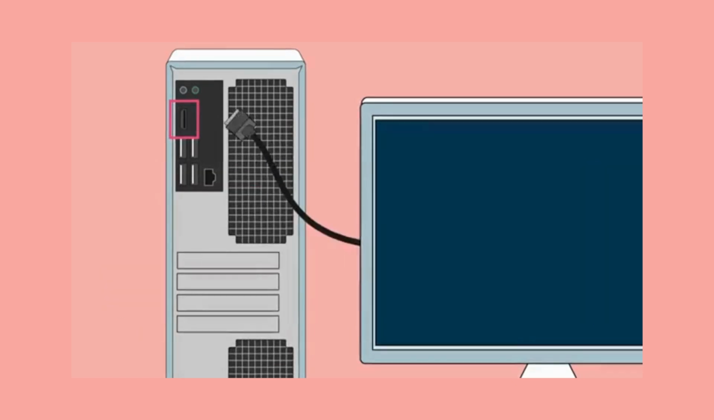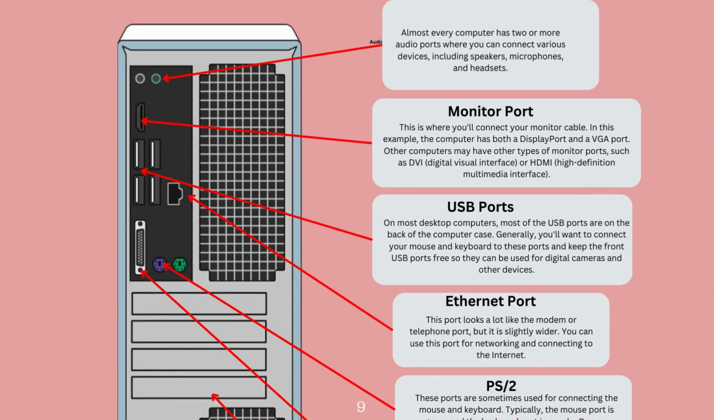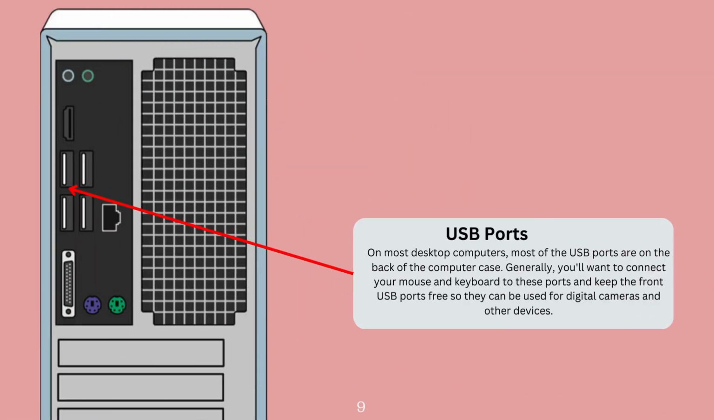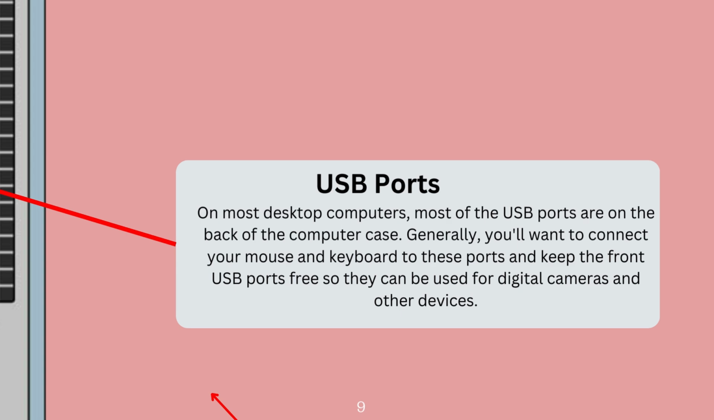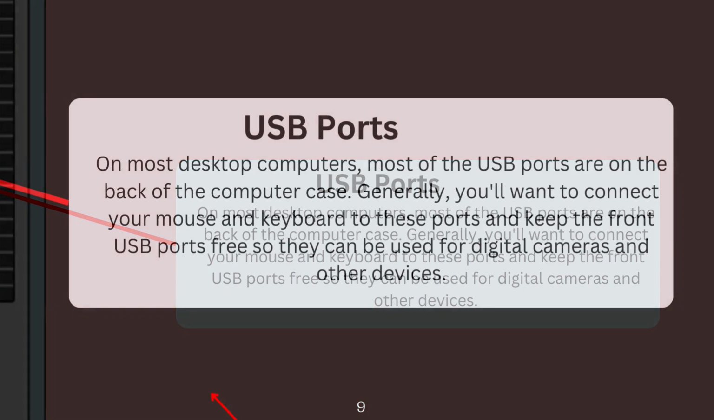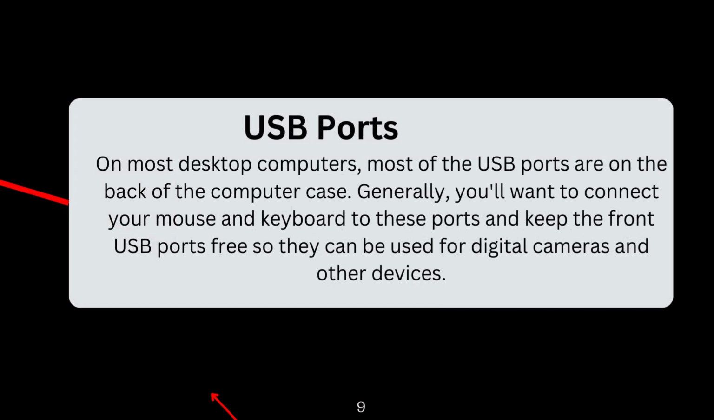On the diagram, you see the USB ports. On most desktop computers, most of the USB ports are on the back of the computer case. Generally, you will want to connect your mouse and keyboard to these ports and keep the front USB free so they can be used for digital cameras and other devices.